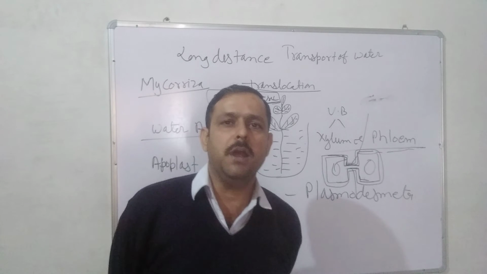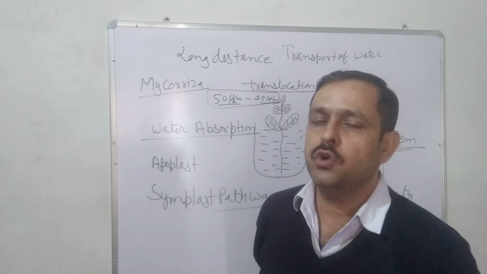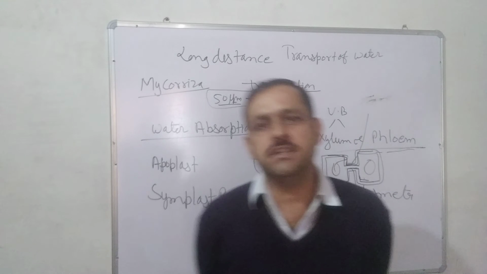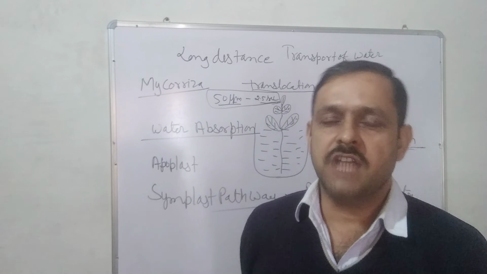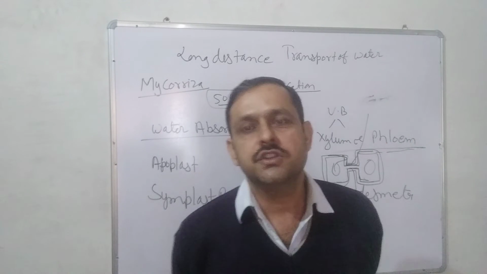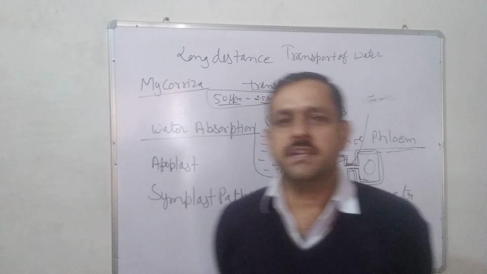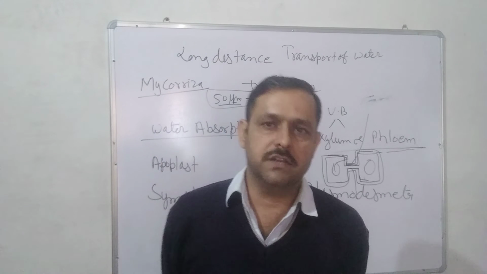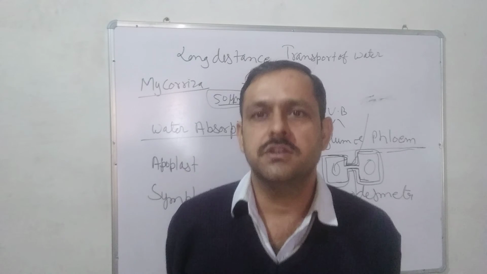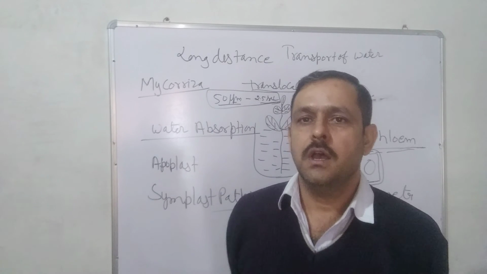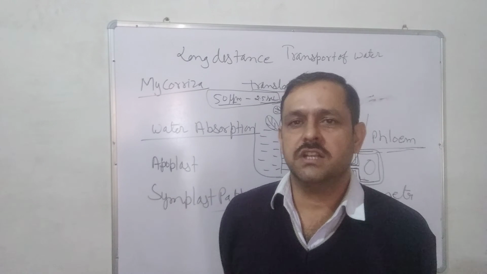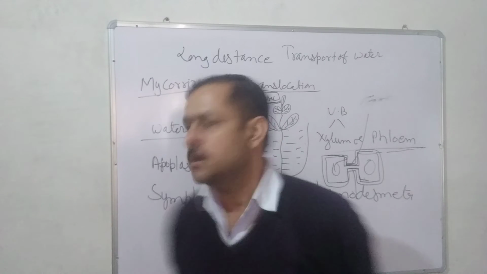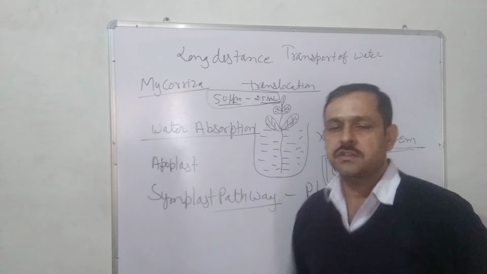Mycorrhiza is a symbiotic association of the root of higher plants and fungi, and both living organisms obtain benefit. This type of relation is called symbiotic association, because the plant gets water from the external environment and the fungi get food from the plant. Symbiotic association means here the fungi is the structure which can absorb the water and then it is transported from one cell to another by these two pathways, apoplast and symplast.